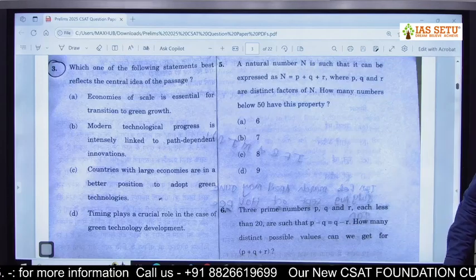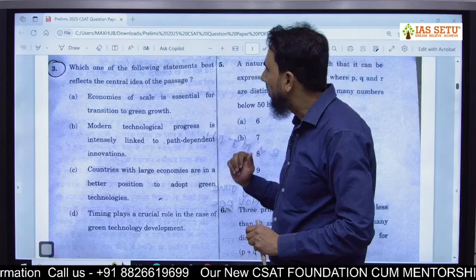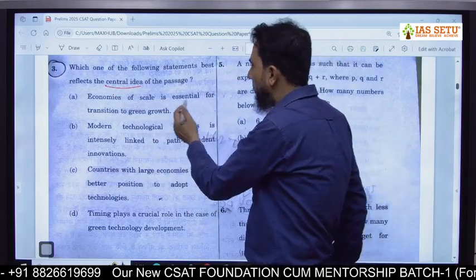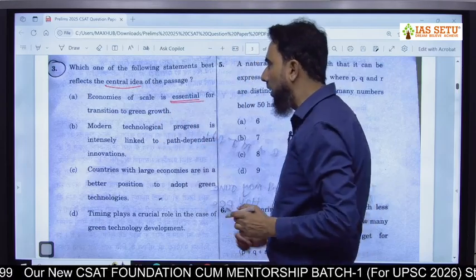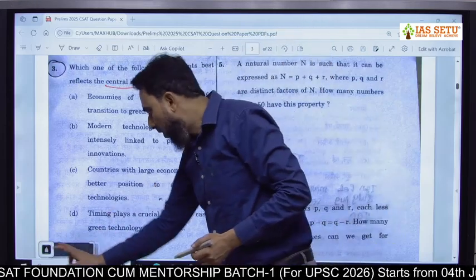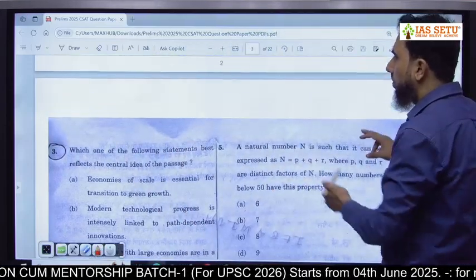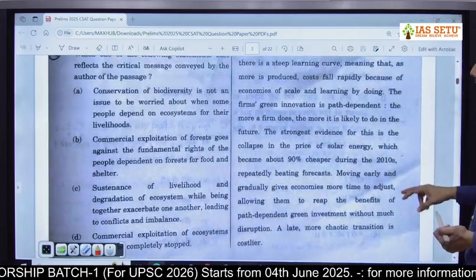If the passage is an orange, the option must contain the juice, the main component of the passage, as a central idea. So first option, option A: economies of scale is essential for transition to green growth. You know, economies of scale is no doubt suggested in the passage in the beginning part, but you have to cross check whether sufficient data is given to accept "essential," because essential means mandatory. Without it, it is not possible.